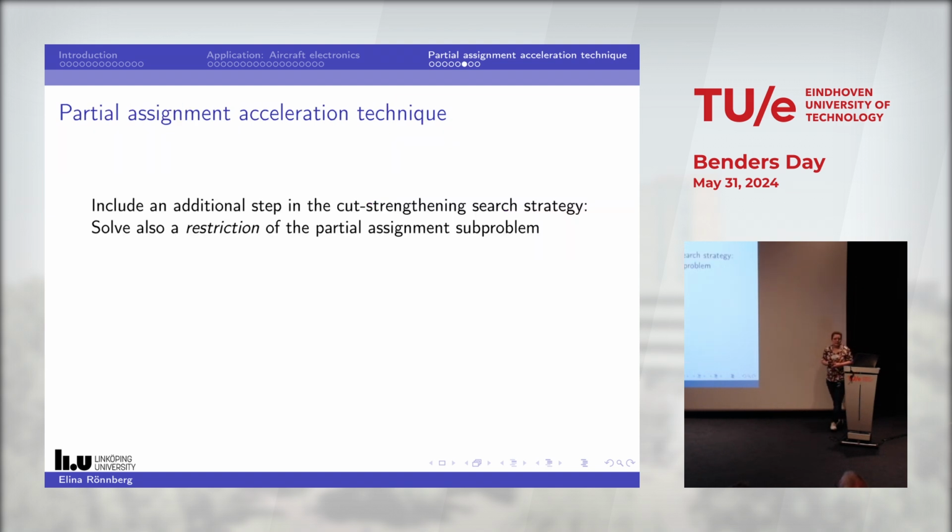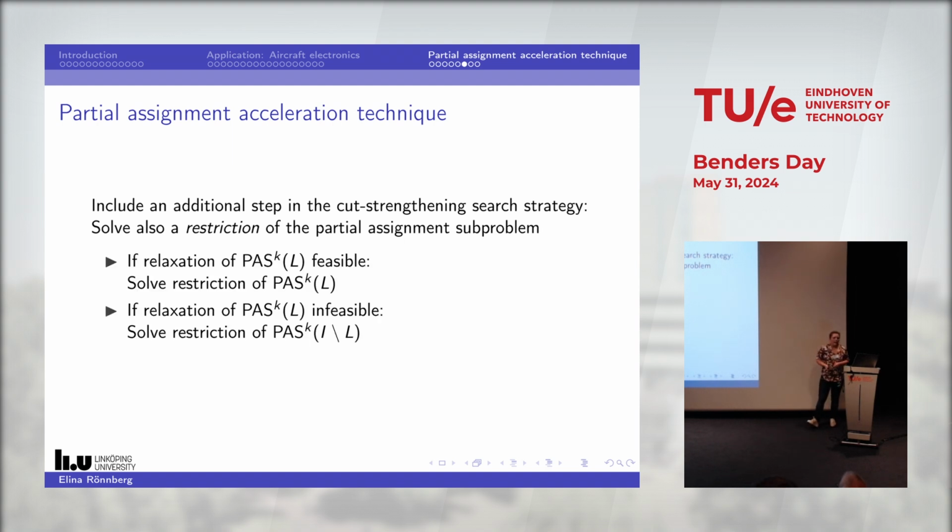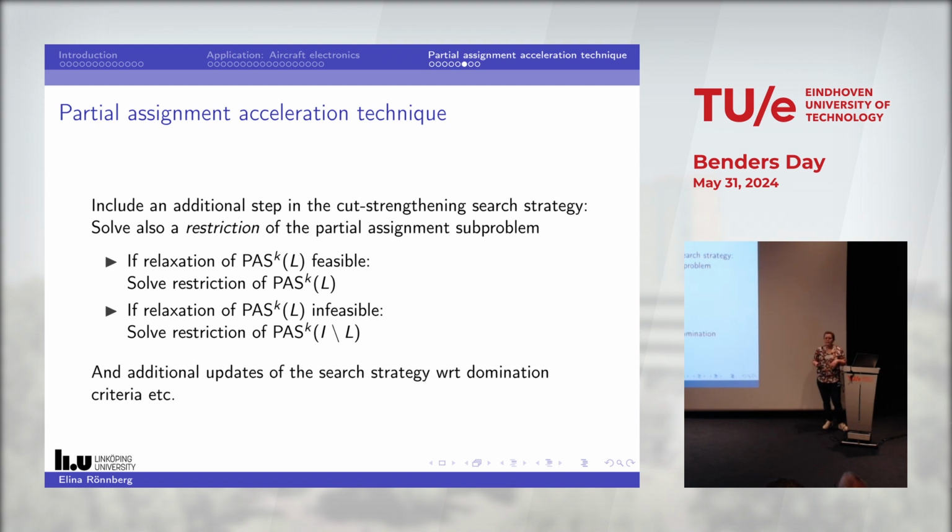The way that we did this was to include it as an additional step in our cut strengthening. So instead of just solving the problem for these subsets to find cuts, we also solve these restrictions to find feasible solutions. And we did it in this way: if the relaxation is feasible, then we try also with the restriction. And if the relaxation is infeasible, then we try with the complement instead. And then, of course, you need to update all the details of the cut strengthening to make this work, but that's more technical details, I would say.